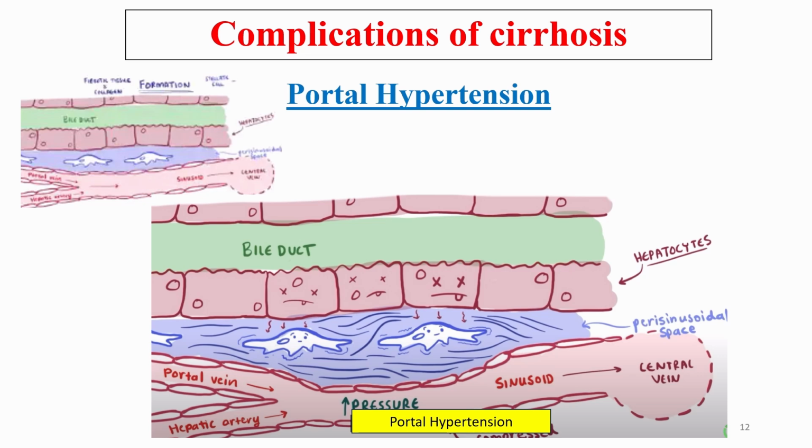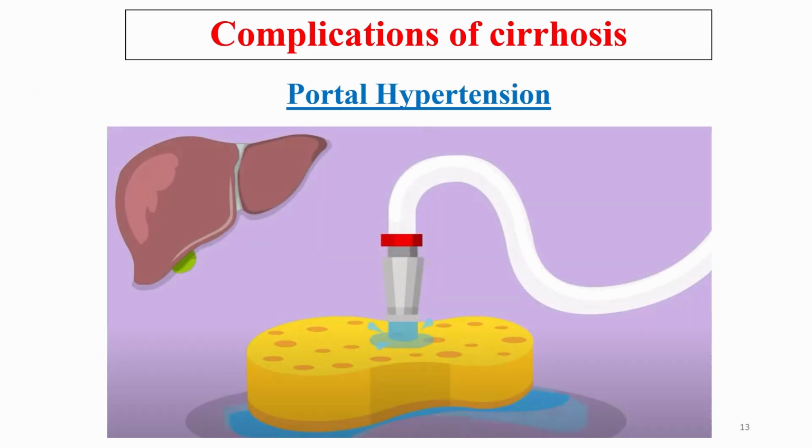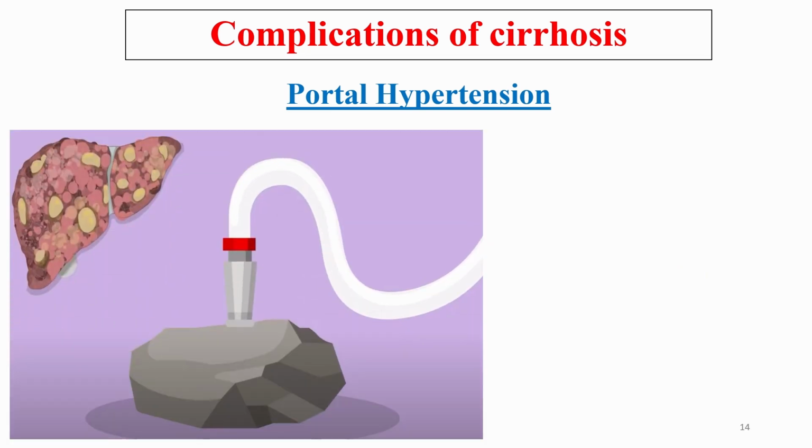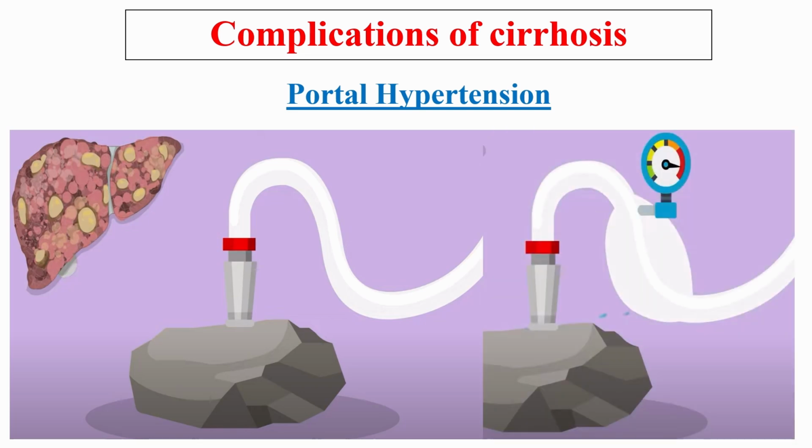The liver receives blood from the digestive organs via the portal vein. In cirrhosis, fibrosis compresses these blood vessels. As a result, portal pressure increases, forcing blood to find alternative pathways through smaller, more fragile veins, setting the stage for variceal bleeding and ascites.